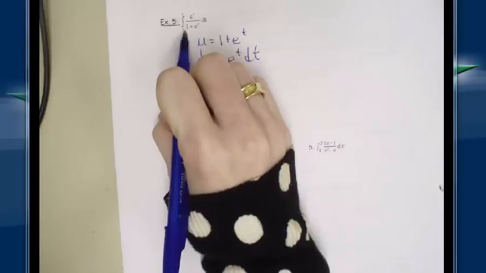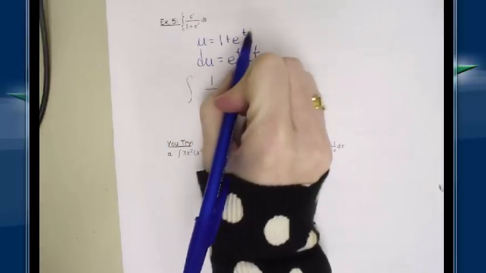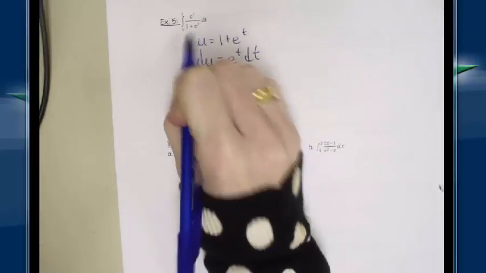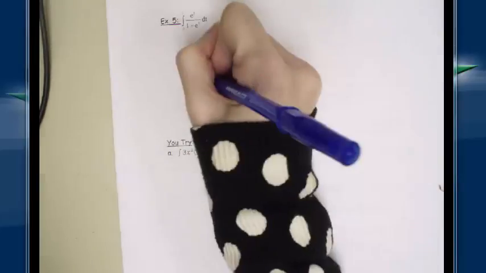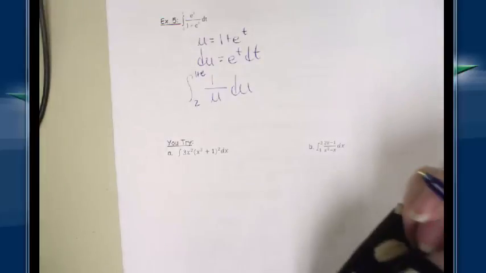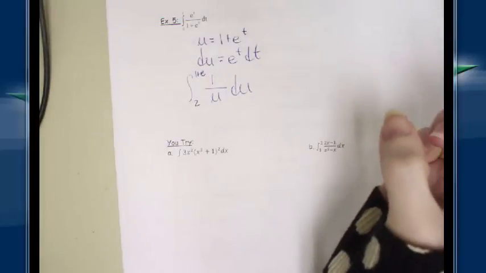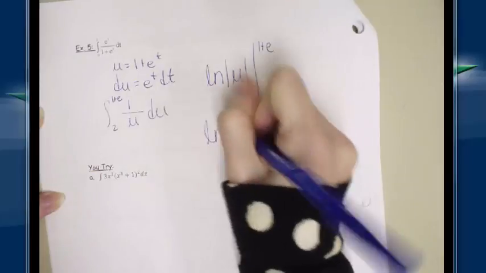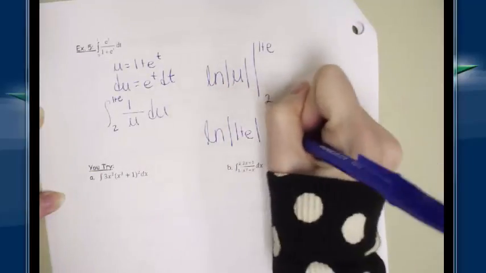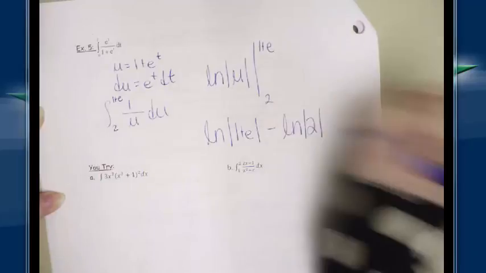Plugging in my bounds, e to the 0 is 1. So the bottom is going to become 1 plus 1 is 2. e to the 1 is e, so this will become 1 plus e. The antiderivative of 1 over u, remember, is natural log. Make sure you have the absolute value bars. All right. And bounds of 1 plus e and 2. So the natural log of 1 plus e minus the natural log of the absolute value of 2.